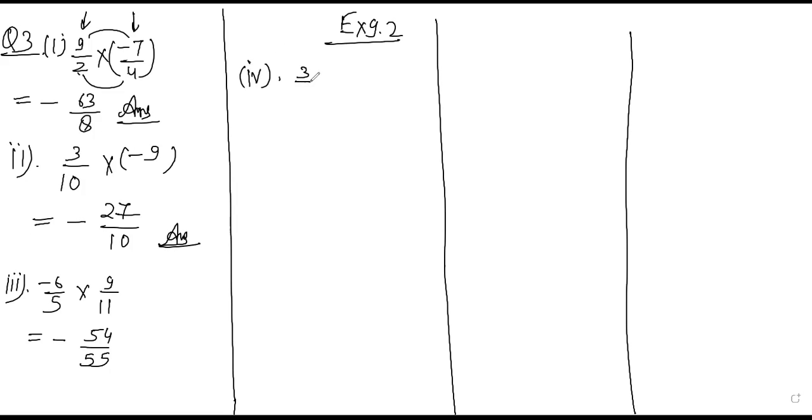And the fourth part: 3 upon 7 is multiplied with minus 2 upon 5. Multiplication of rational numbers is easy, as well as division, don't worry. Again, this is positive and this is negative, so the answer is negative. 3 twos are 6, 7 fives are 35. देखो फर्स्ट क्वेश्चन में क्या था, एक नेगेटिव एक पॉजिटिव. सेकेंड क्वेश्चन में नेगेटिव पॉजिटिव. थर्ड क्वेश्चन नेगेटिव पॉजिटिव. फोर्थ क्वेश्चन positive negative.